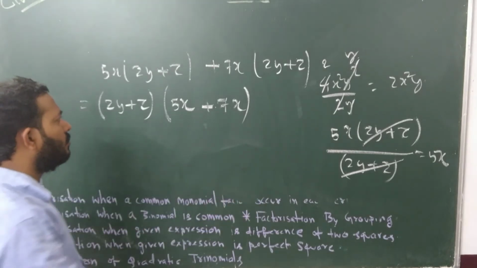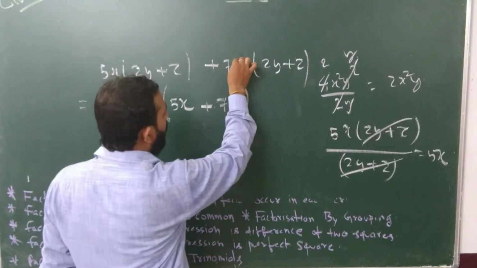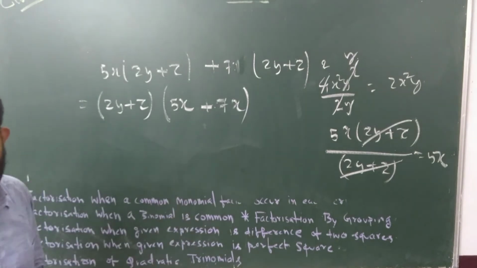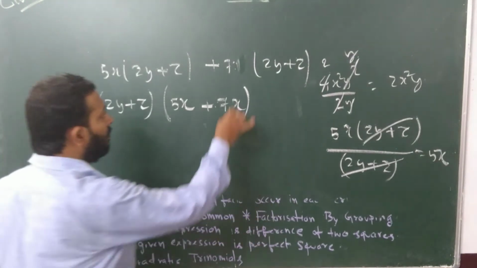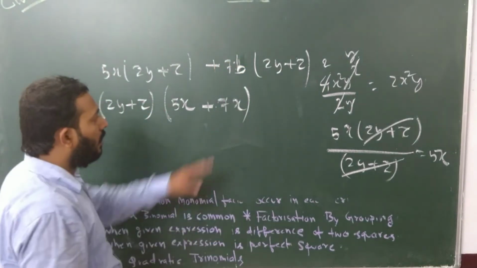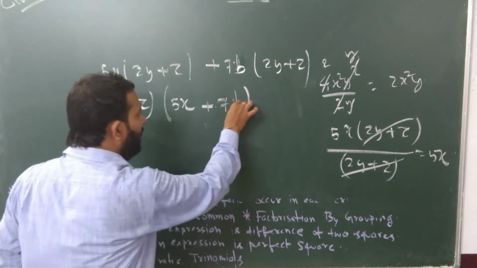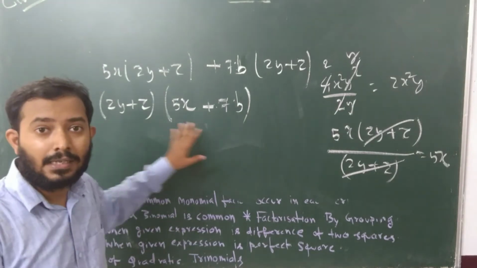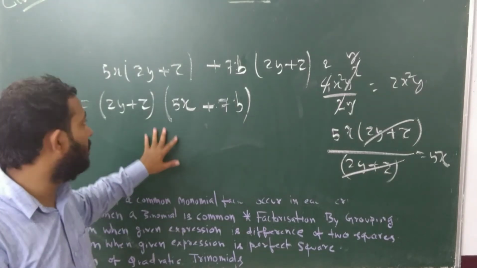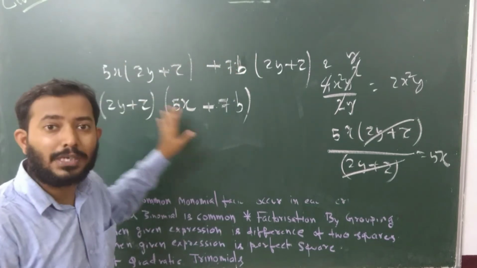But if you think that it is not a like term, we will take it here. If it is a like term, we can write here 12x. No problem, that is okay. But if it is not like that, if we get something here, b, then you will get 7b. This is your answer. You can see that these two are the factors of this whole expression.